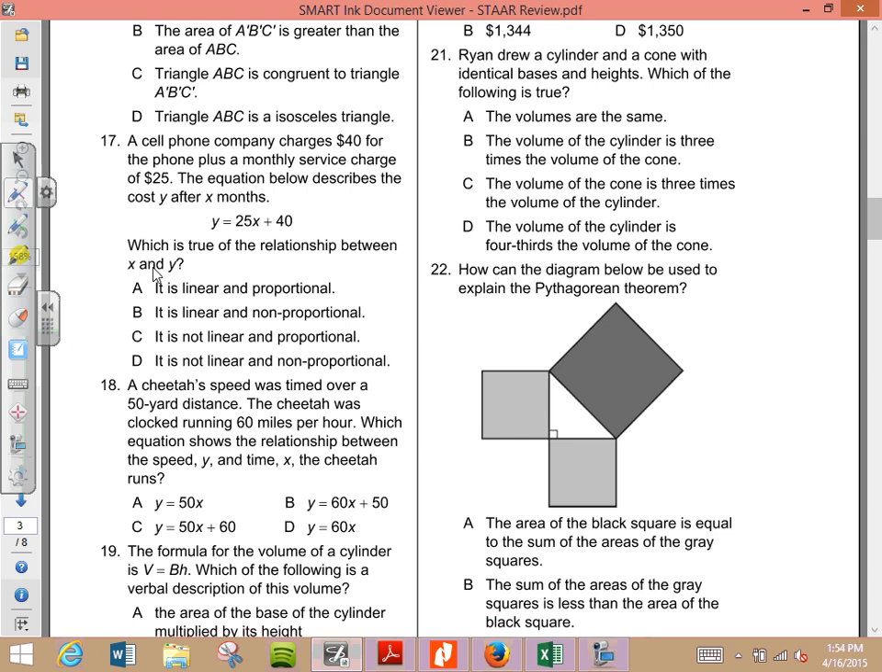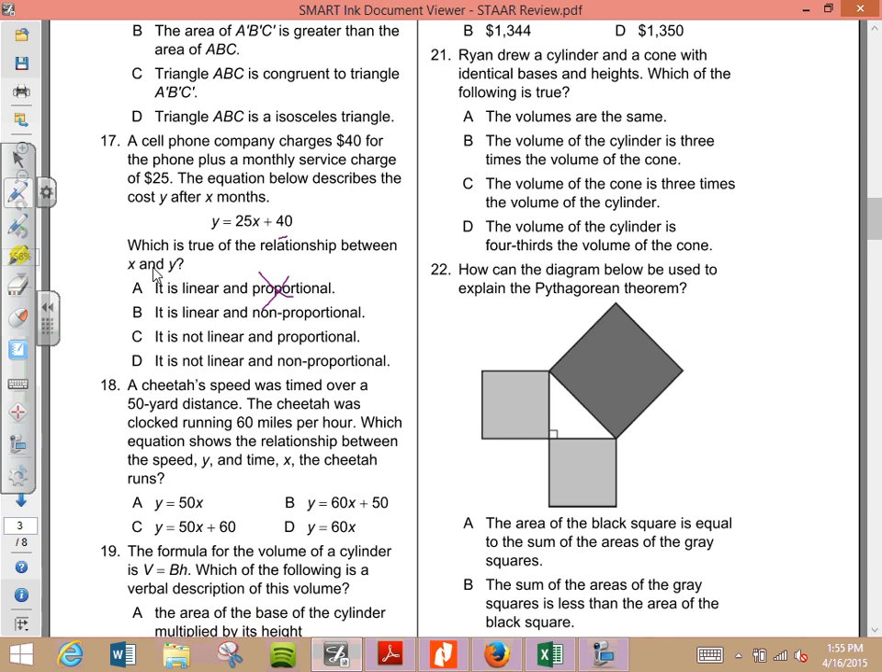All right, so y equals 2x plus 40. Which is true about the relationship between x and y? It is linear and proportional. Is that true? What's wrong with that one? It's not proportional. Why? It has b, right? It is linear and non-proportional.